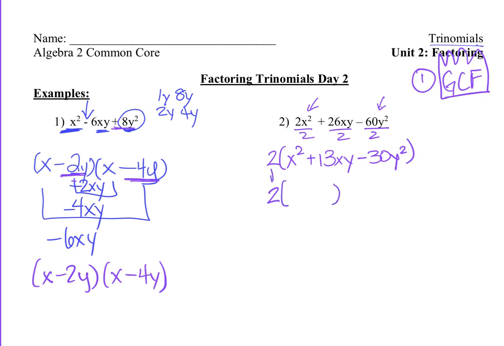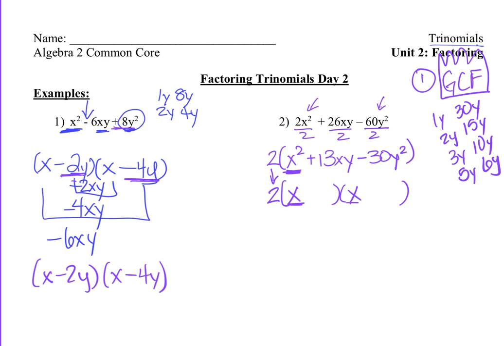Now, remember, the 2 just comes down. We're not going to do anything with the 2 from now on, but you have to just keep it in your answer. So now the first 2 factors have to multiply to x squared, so x times x. And the last 2 have to multiply to 30. Remember, I don't care about the negative. I care about just the 30. So it's 1y and 30y, 2y and 15y, 3y and 10y, 5y and 6y. So we usually try the 2 closest together.